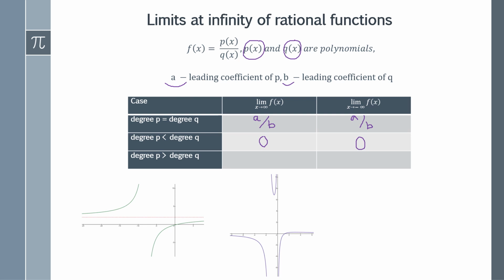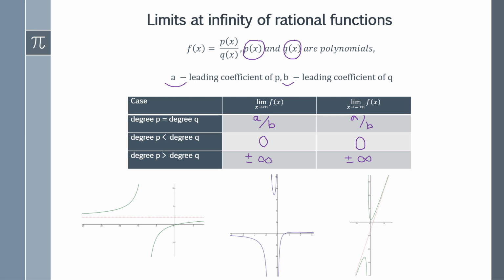And then the last scenario, when the degree of p is greater than the degree of q, that one is a little bit trickier. To make this a general rule, this is going to be plus or minus infinity for both, and we're going to have to do a little bit of work trying to figure out which infinity it is. So I'm giving you one example here. For this particular problem, the degree of p is greater than the degree of q, and we have a slant asymptote. That happens when the degree of p is greater than the degree of q by exactly 1.